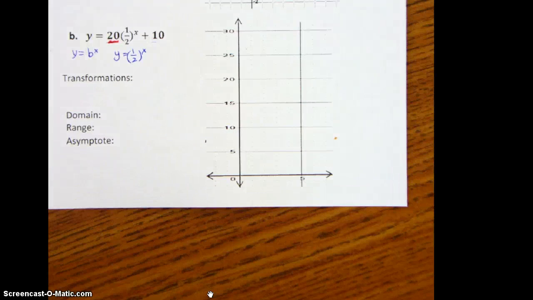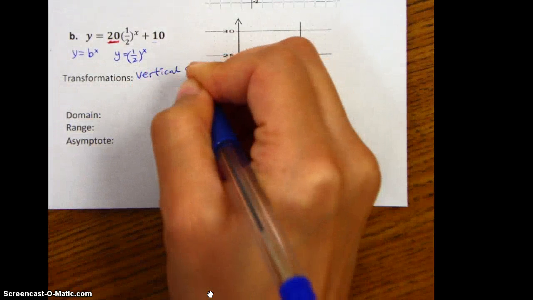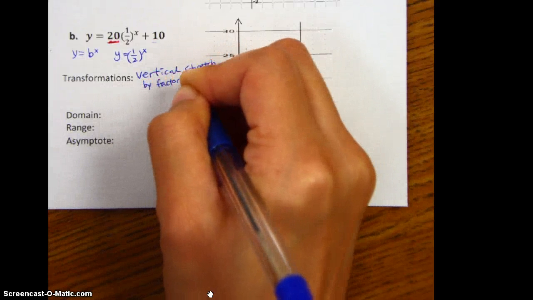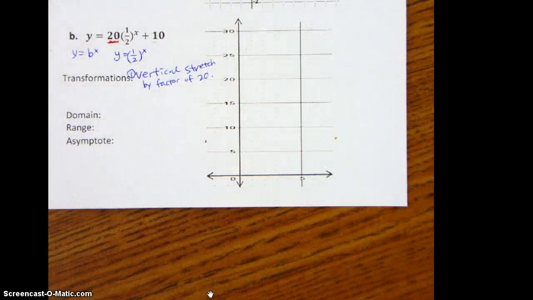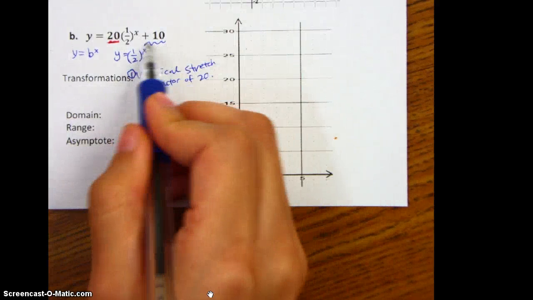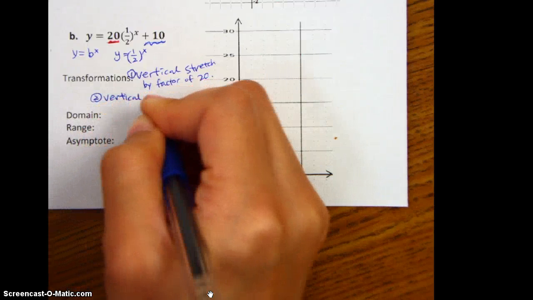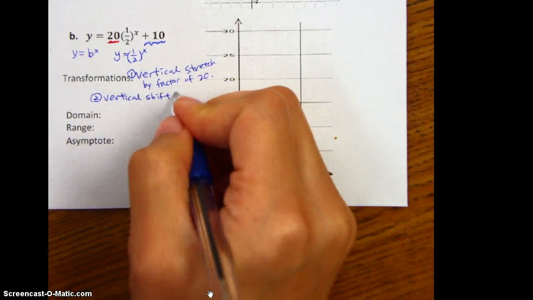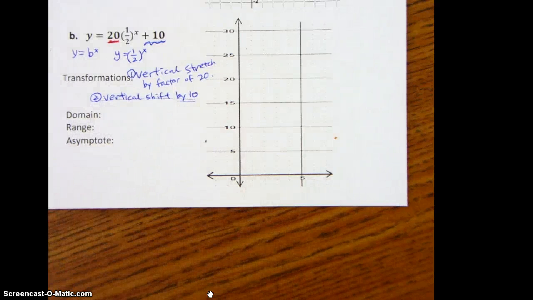So we're going to have some kind of vertical stretch by a factor of 20. That's one transformation. Also, if you look at the 10 added at the very end, that's the number k, so we know it's going to be a vertical shift, or you can say vertical translation by 10. So that means the whole graph is going to move up by 10.